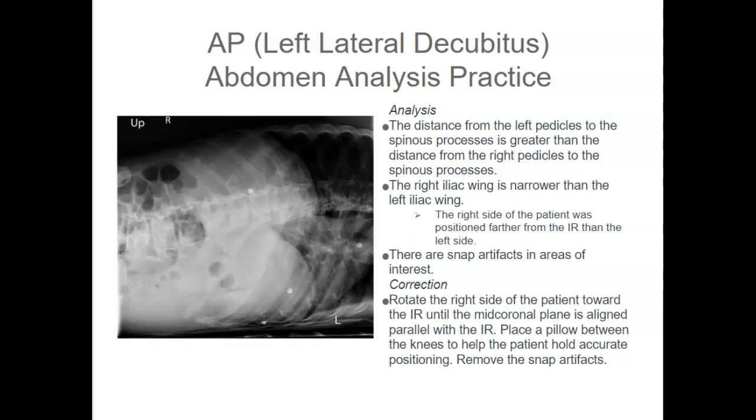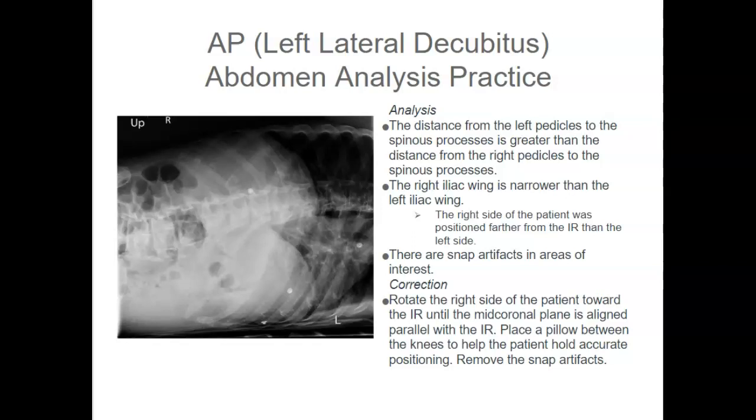The first thing you can see is there is some type of obvious rotation here. We have some elongation of ribs and foreshortening of ribs. The pelvic wing of the right side is foreshortened, and the left iliac wing is elongated. This means that the right side of the patient is positioned further away from the IR than the left. Also, the distances from the left pedicles to the spinous processes are greater than the distance from the right pedicles to the spinous processes.